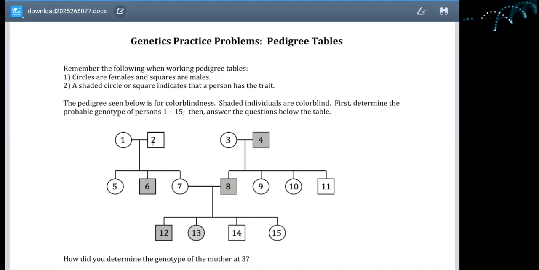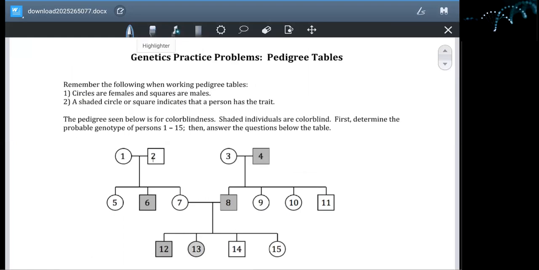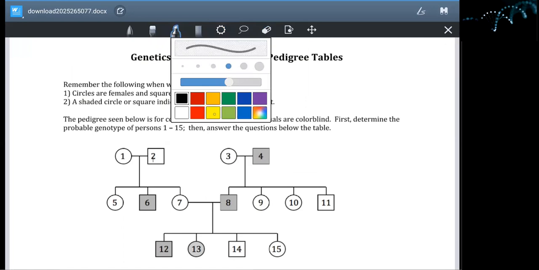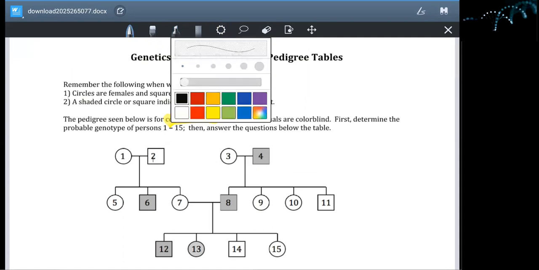Now let's continue to read the question. The pedigree seen below is for color blindness. Okay, let's make sure that we highlight color blindness. Actually, that's not a good color. Let me repeat doing that. Let's change the color into something visible. Okay, color blindness. Now that tells us quite a bit actually, because color blindness is what?